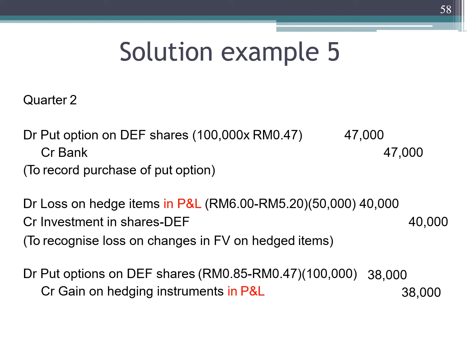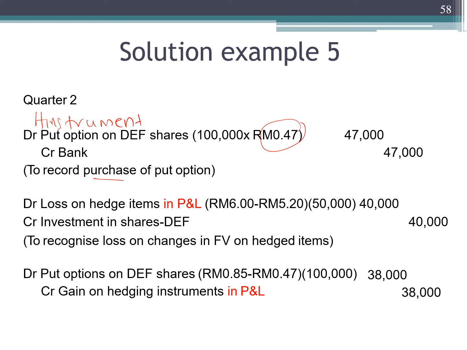prepare the journal entries. The first journal entry is to record the purchase of the option, the one that you bought here. The price here is 0.47. Debit the put options and then credit the bank. This is the first journal entry to record the hedge instrument, the purchase of the hedge instrument. So debit the put option and then credit bank.